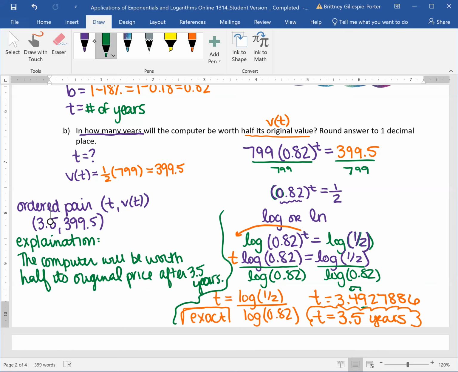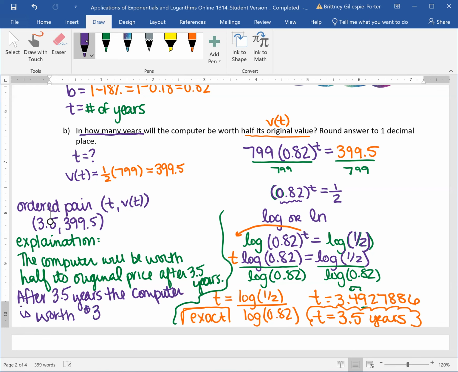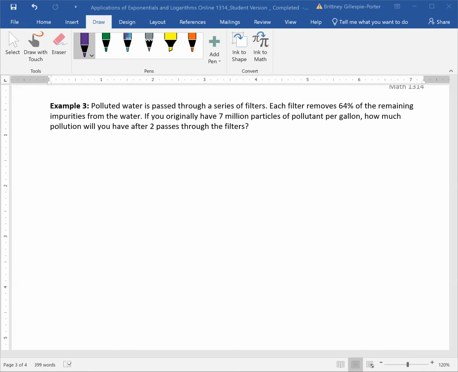The other way that I would tend to do it is after 3.5 years, the computer is worth $399.50. Just remember, when you write the money, it has to go to 2 decimal places. Let's look at another example.